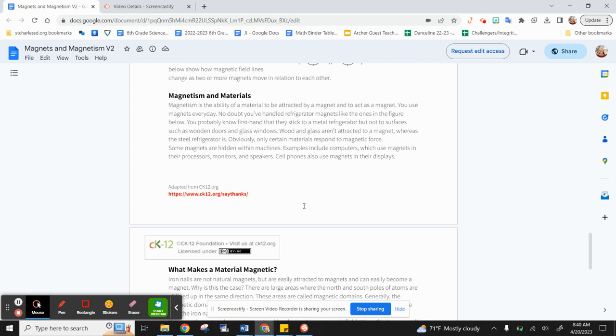Some magnets are hidden within machines. For example, computers, which use magnets in their processors, monitors, and speakers. Cell phones also use magnets in their displays.